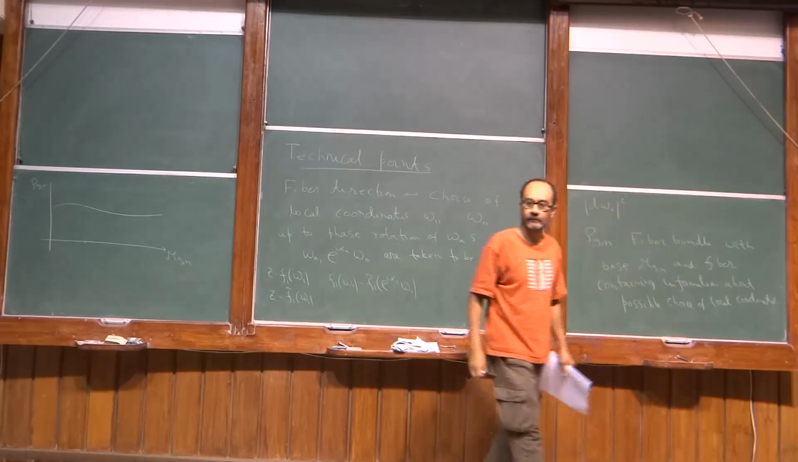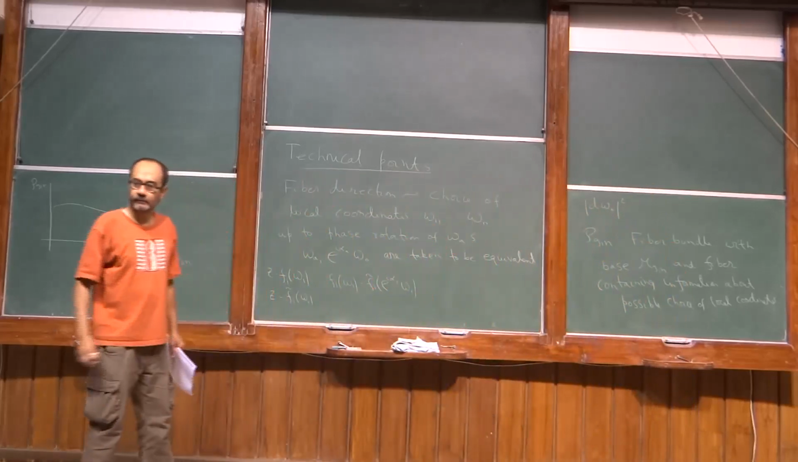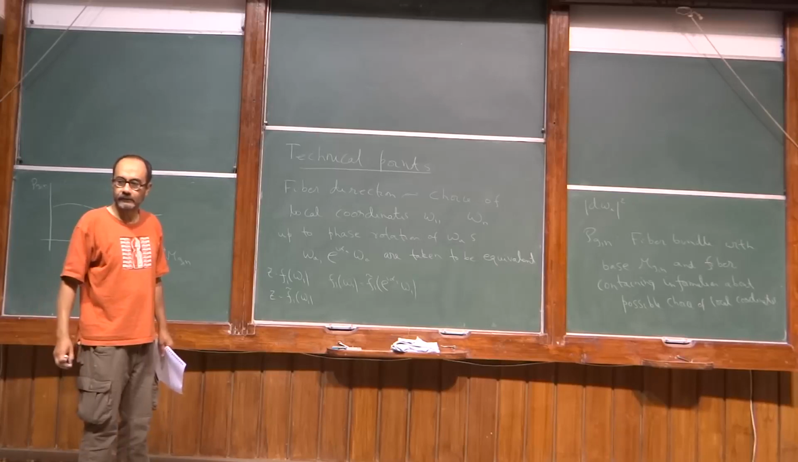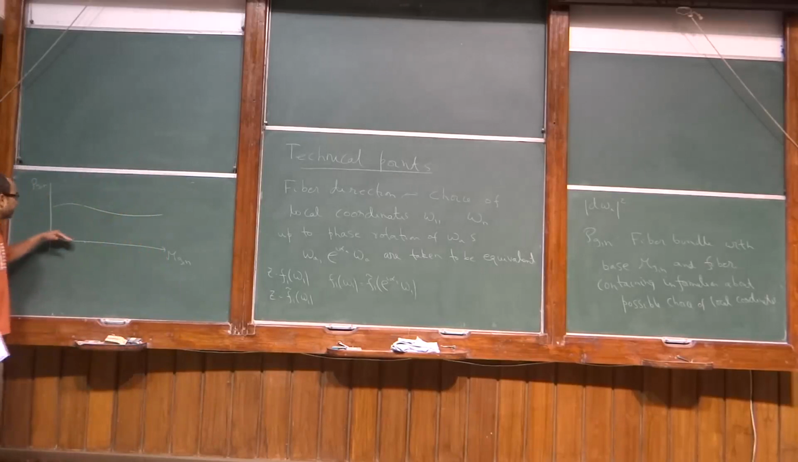So in this diagram, can we see this phase rotation, how it will remain the same? In this diagram, can we see? Oh, in this diagram, you are just saying that this fiber direction is defined as the state of local coordinate choice up to this equivalence. Oh, okay.